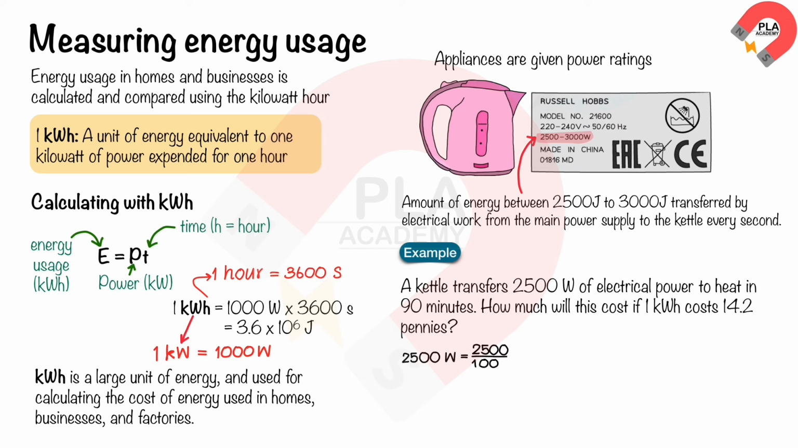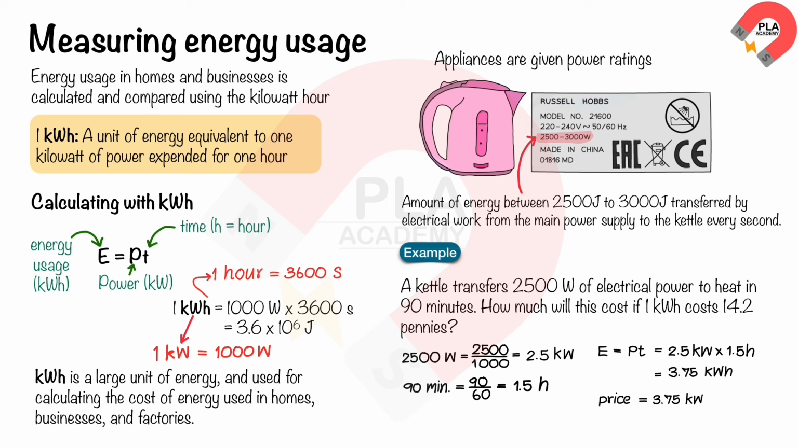Convert from 2,500 watts to kilowatts. The result is 2.5 kilowatt. Convert from 90 minutes to hours. The result is 1.5 hours. Calculate the energy used in kilowatt hours. The result is 3.75 kilowatt hour. Then, calculate the price. The result is 53.25 pennies.